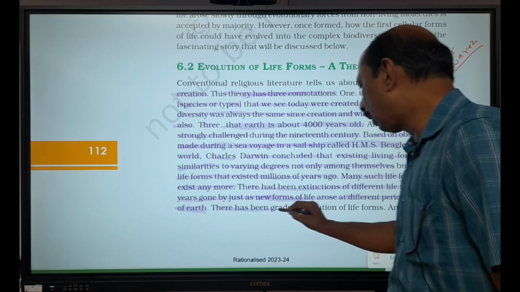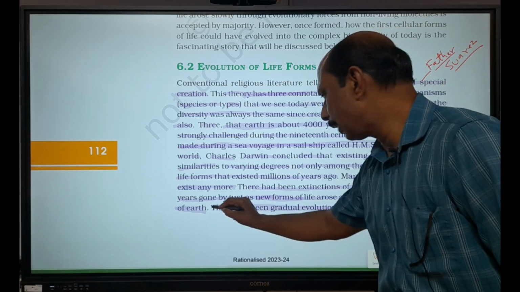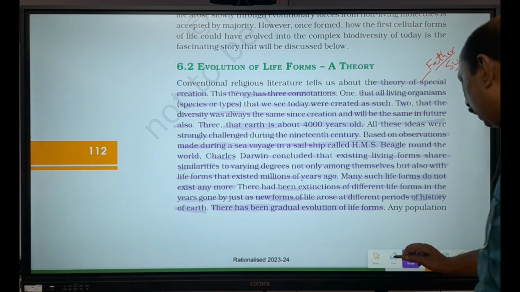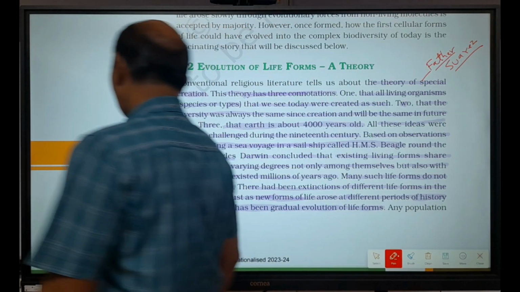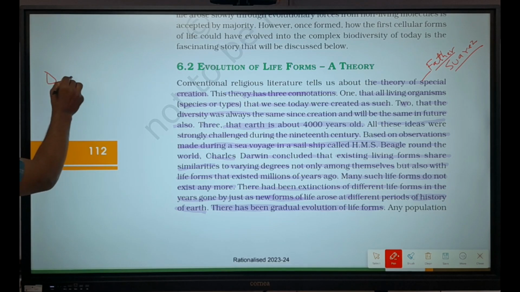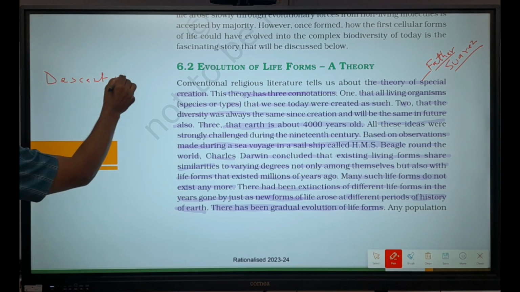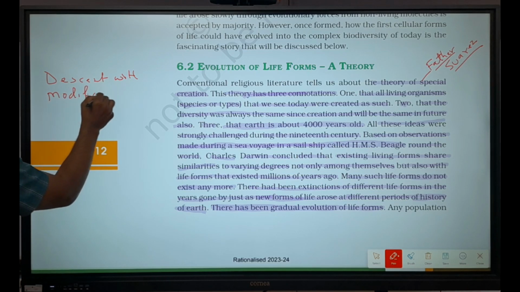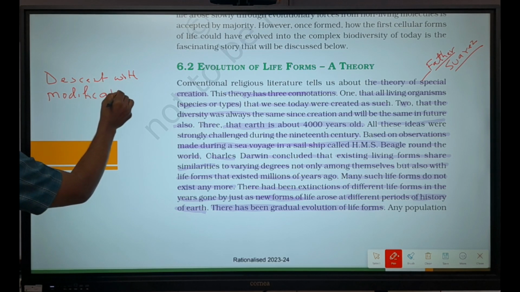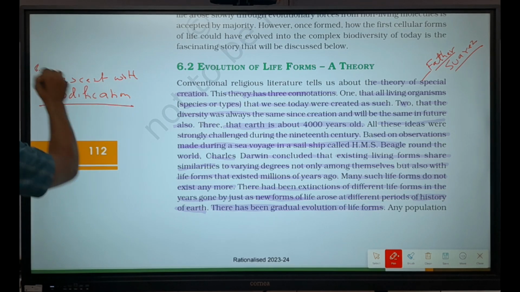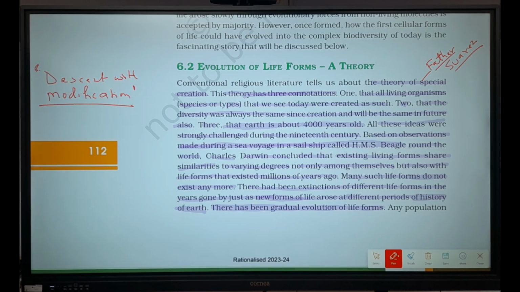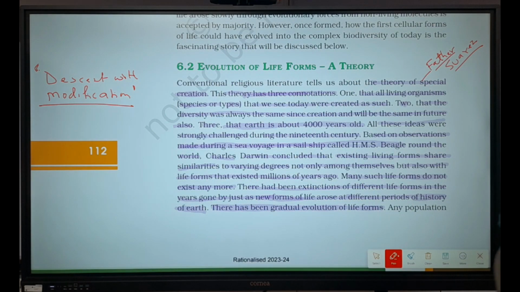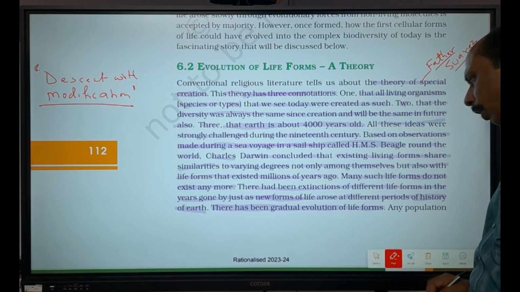There has been gradual, slow evolution of life. That is what Darwin said: descent with modification. What did Darwin say? Descent with modification for evolution, right? Descent means new offspring. It always comes with variation or new modification, right?